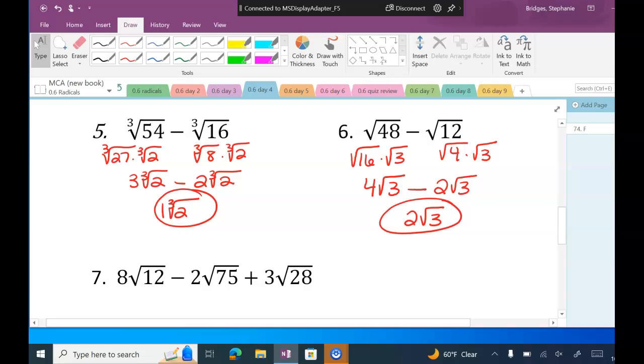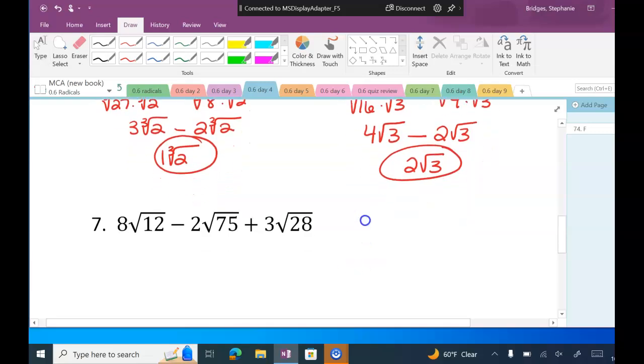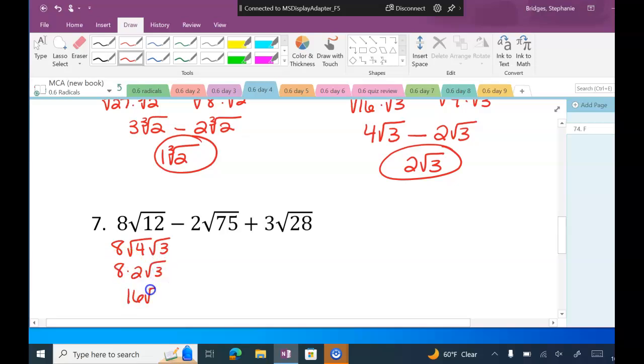What perfect square goes into 12? So I'm going to keep the 8 in the front. I'm going to split that up into the square root of 4 times the square root of 3. That turns to 8 times 2 square roots of 3, which gives me 16 square roots of 3 for the first part. Are you okay with that?